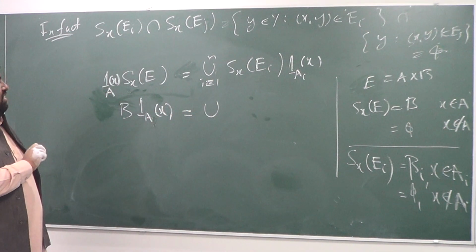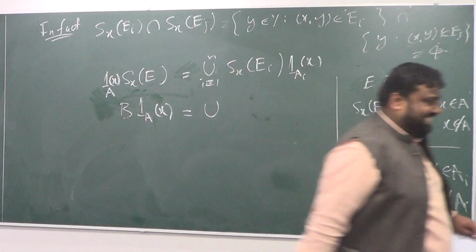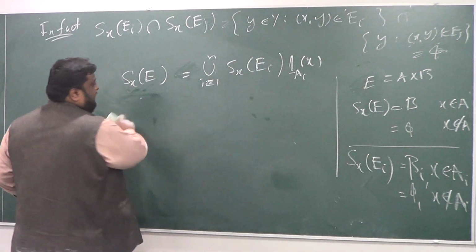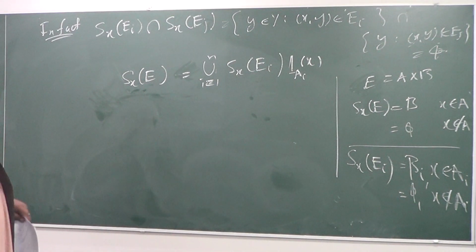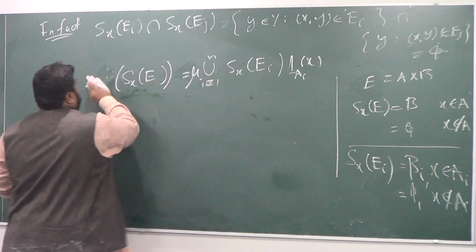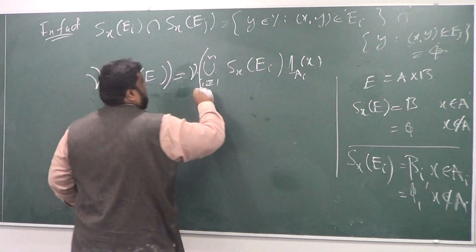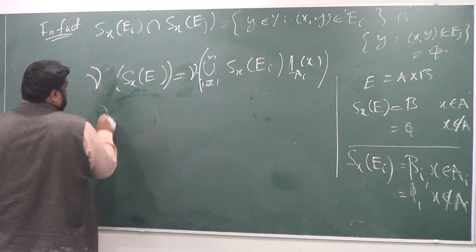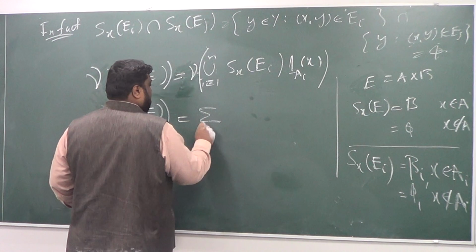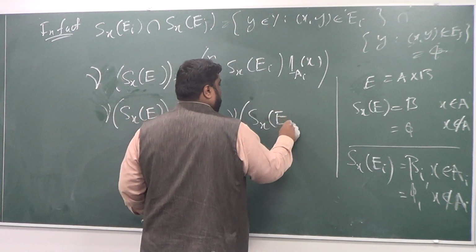But you have to be careful, because you're going to ask what is the meaning of multiplying a number with a set. You can't just simply write it. But I can do it if I apply nu on it, because you are talking about the measure of B. So nu of this set: nu of f_x of E equals the sum from i equal to 1 to n of nu of f_x of E_i.